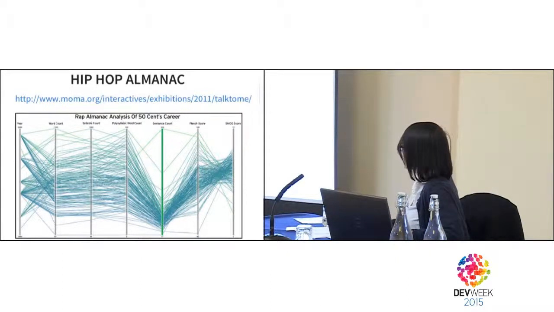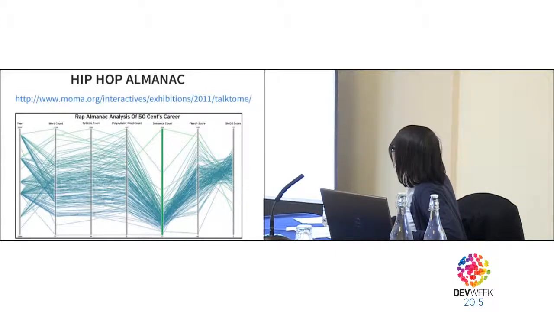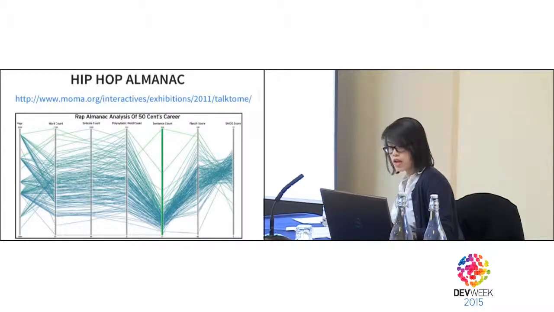So I used ProtoViz to create this graph, which looks at 50 Cent's career. You can tell at a glance how many syllables, word count, sentence counts he's used. I don't know what's going on here, but early on he apparently had a lot of complete sentences in his songs. And this was actually presented at the Talk to Me exhibit at the Museum of Modern Art.